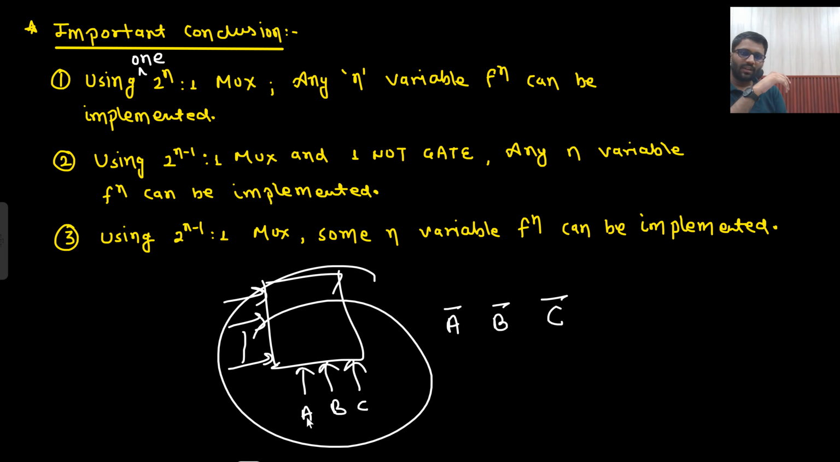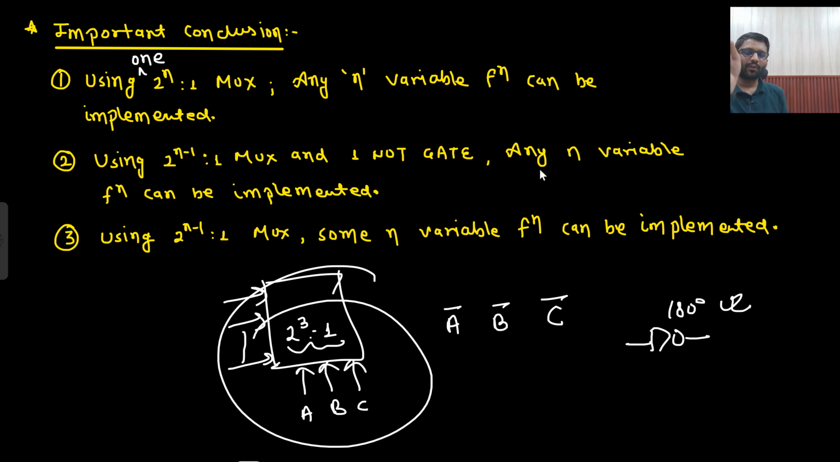Because this mux can give me A bar, this mux can give me B bar, this mux can give me C bar. Everything is about, like, what is the problem? The problem is the NOT gate. If you can get the bar, if you can get a 180-degree phase shift, that is the best thing in electronics. So if you can get A bar, then you can implement any Boolean expression. So if I am having 3 variables and a 2 to the power 3:1 mux, then I can implement any Boolean expression. So if this statement is written, what will you think?